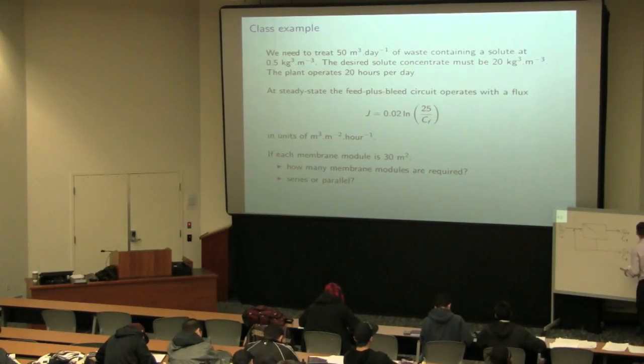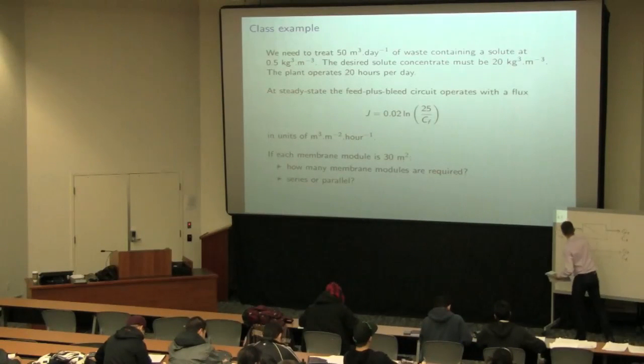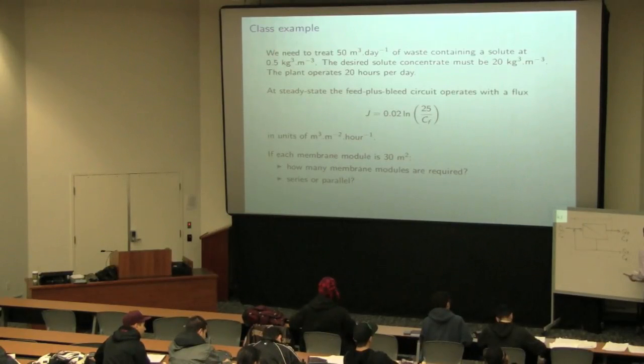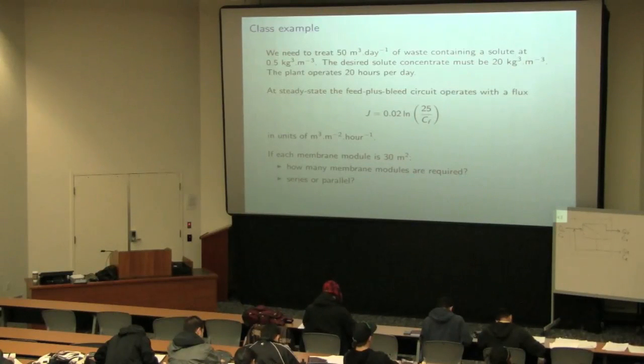The incoming concentration we're given directly as 0.5 kilograms per meter cubed. And what we can do is we do a mass balance for the solids over that boundary. So Q0 times C0, that's the meters cubed coming in per hour multiplied by kilograms per meters cubed. This gets us our mass flow per hour coming in is equal to the mass flow leaving in the permeate, QP times CP, plus the mass flow leaving in the retentate, QR times CR.